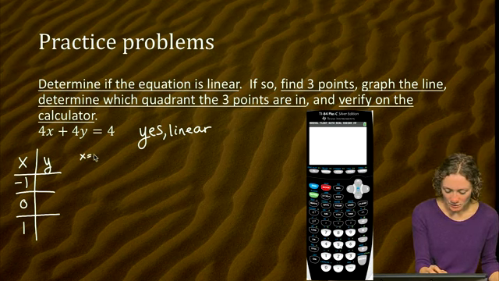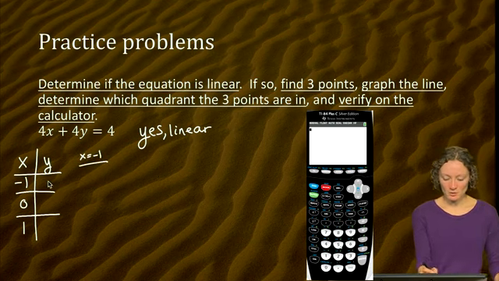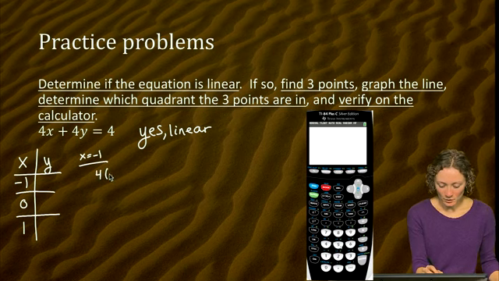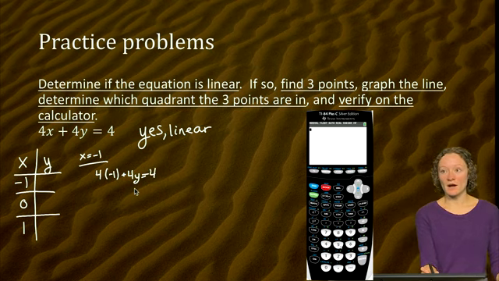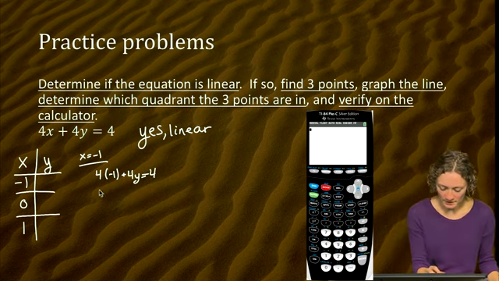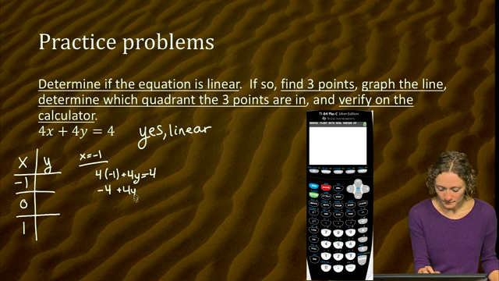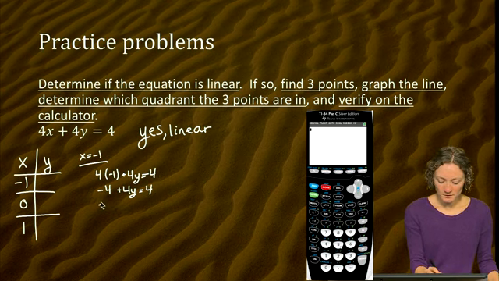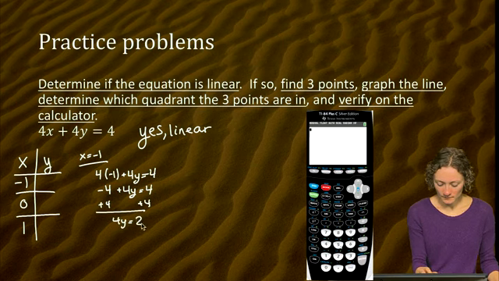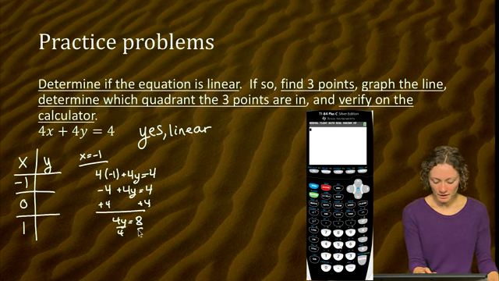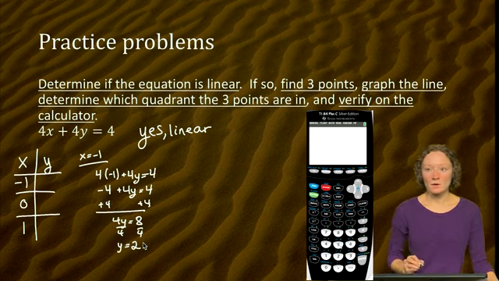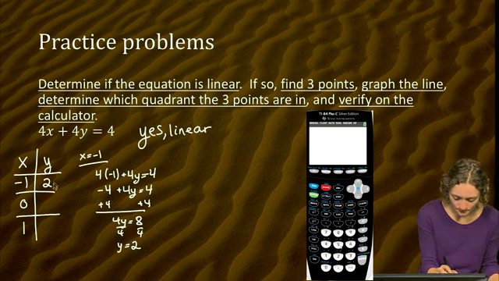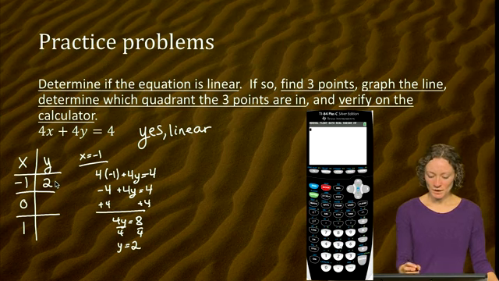Okay, so if x equals -1, let's see what we get for y, the corresponding y value. We have 4 times -1 plus 4y equals 4. And we're solving for y. We're looking for the other part of this ordered pair. -4 plus 4y equals 4. Add 4 to both sides. 4y equals 8. Divide by 4. Y equals 2. All right, so I have room for this graph.